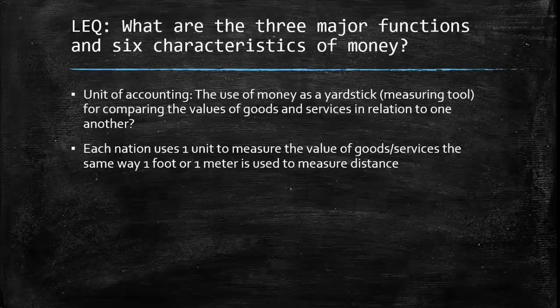For example, what's more expensive, a Lamborghini or a Toyota Camry? Now, each nation, and we're going to use the dollar bill in this case, uses one unit to measure the value of goods and services the same way a foot or a meter is used to measure distance. That is, the single dollar bill is used to measure the value society places on goods and services in the exact same way that we use a unit of measurement, such as a foot or a meter, to measure distance. So money is used as a measuring tool.